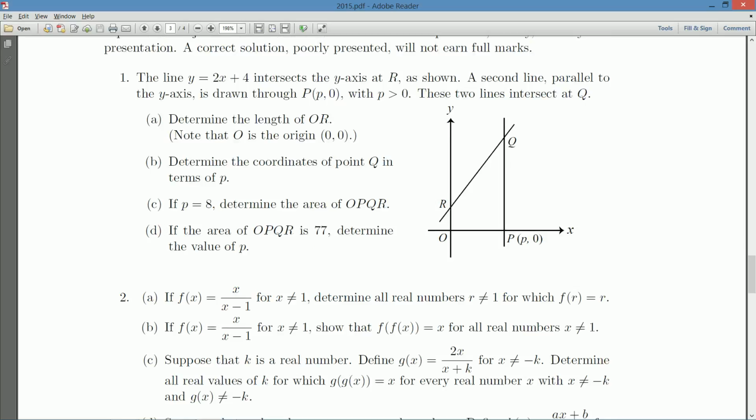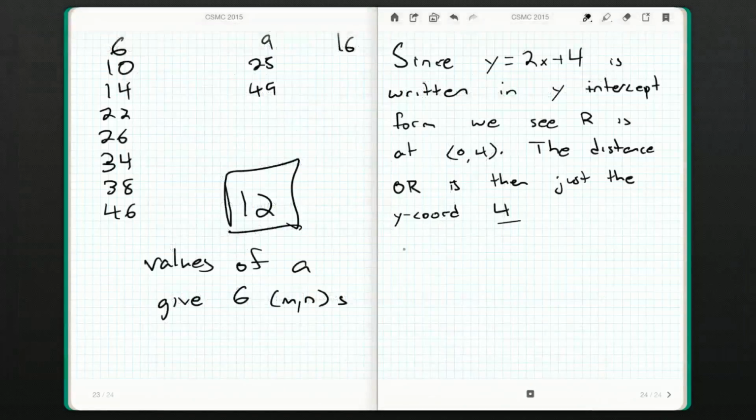B. Determine the coordinates of point Q in terms of P. All right. This shouldn't be that bad either. Q lies on the line x equals p, not y equals p. I was going to say y equals p, but that would be a horizontal line, and this is clearly a vertical line, so x is equal to p. We can even see this because it passes through the point p at p0. So x has got to be p, and the y's can vary.